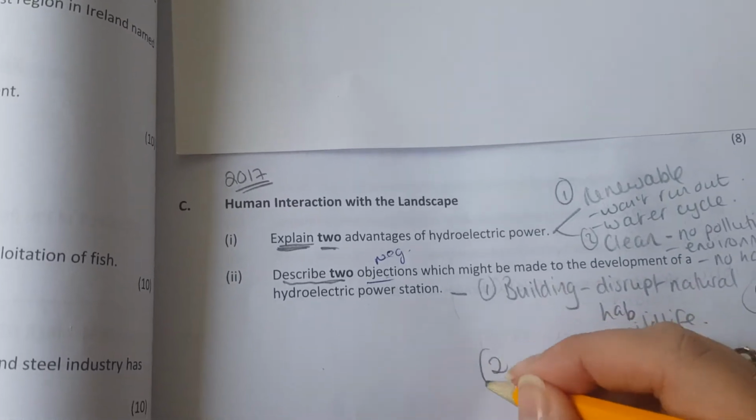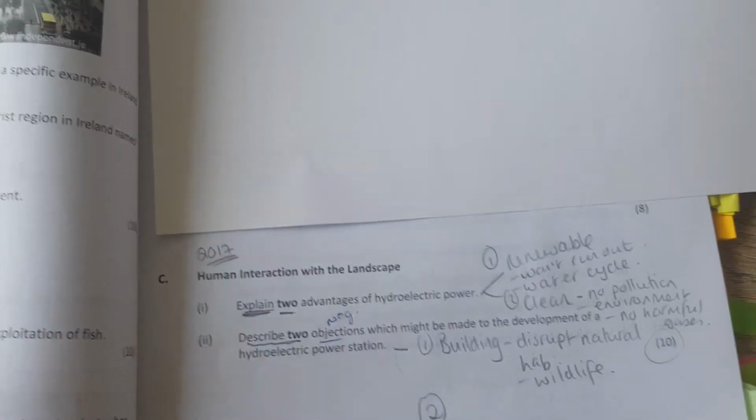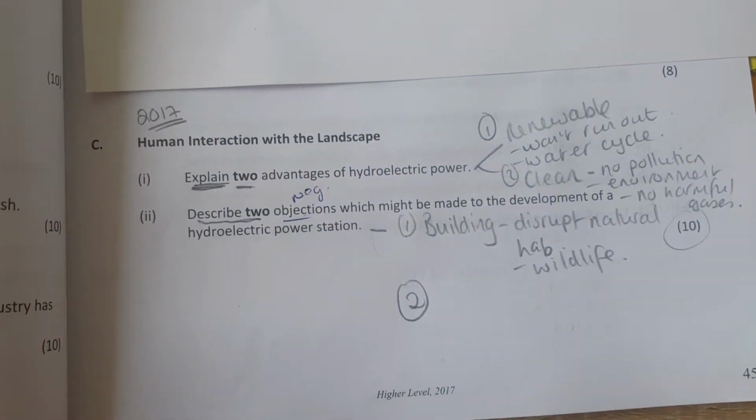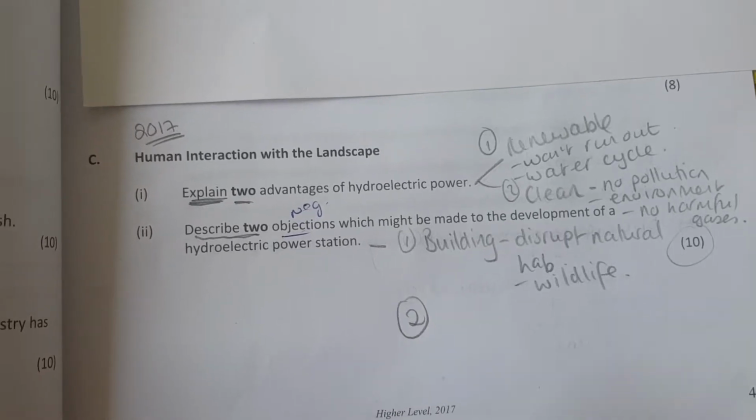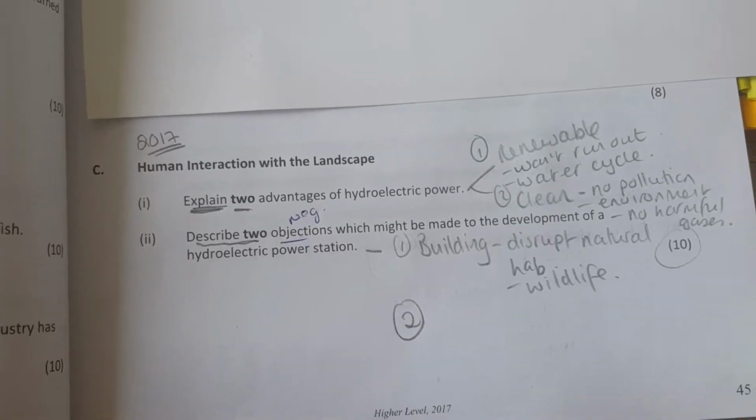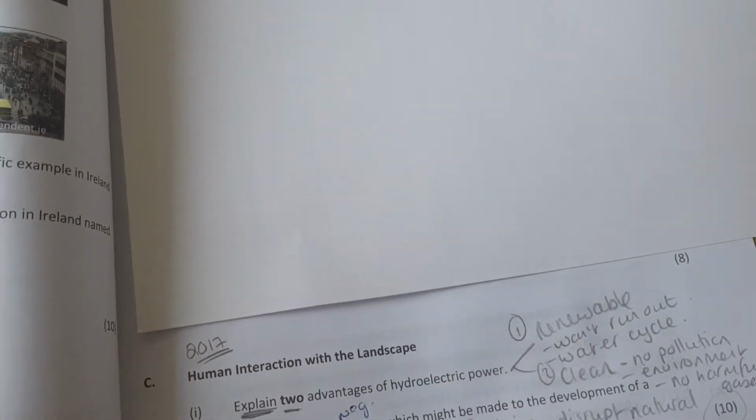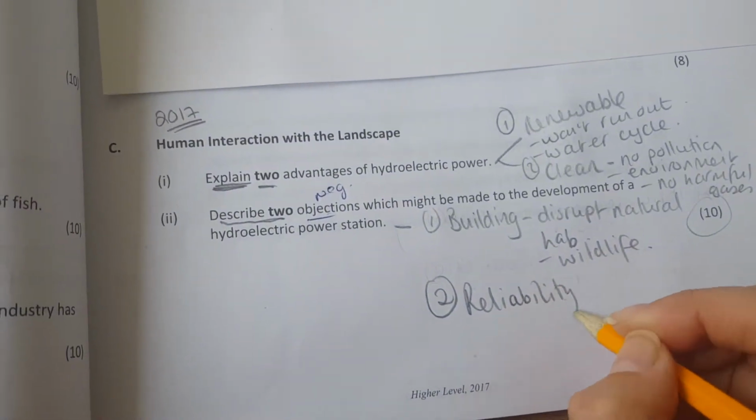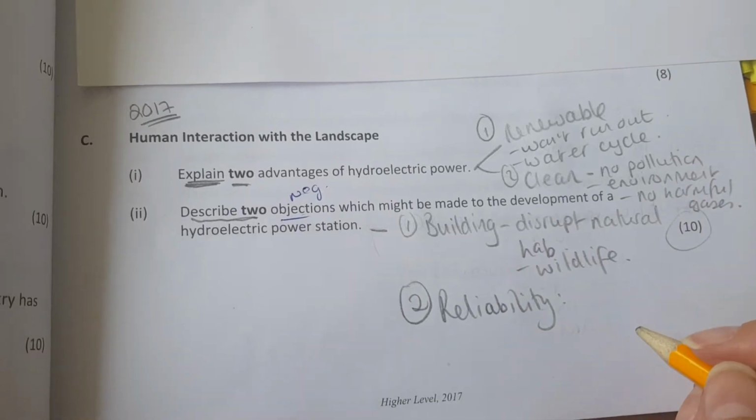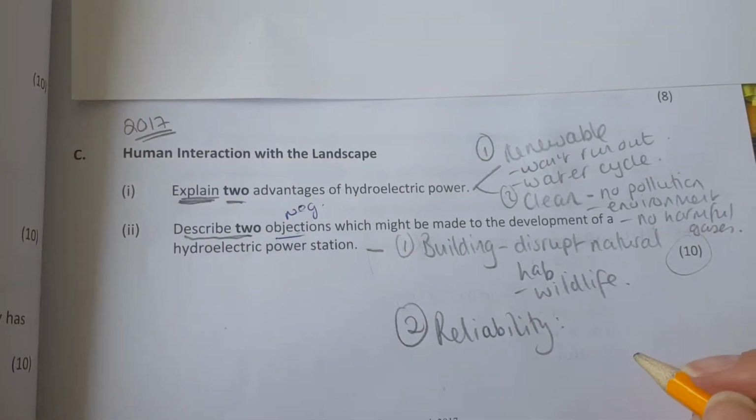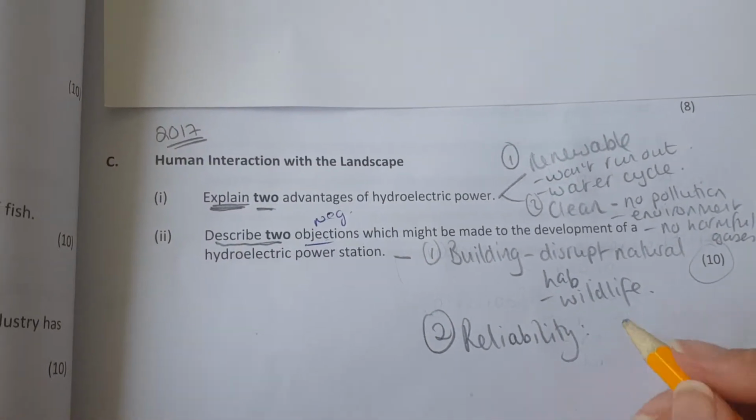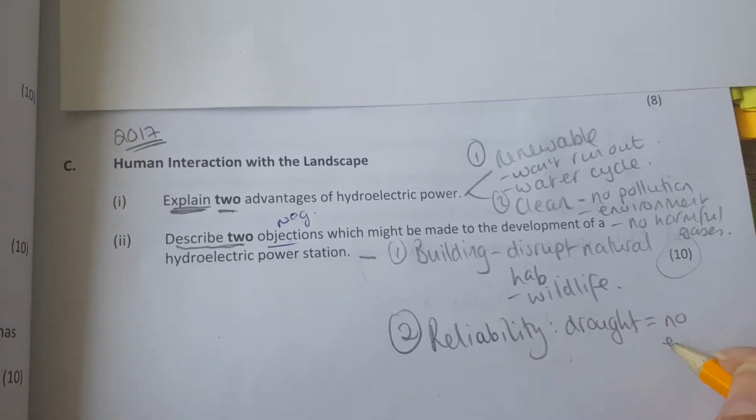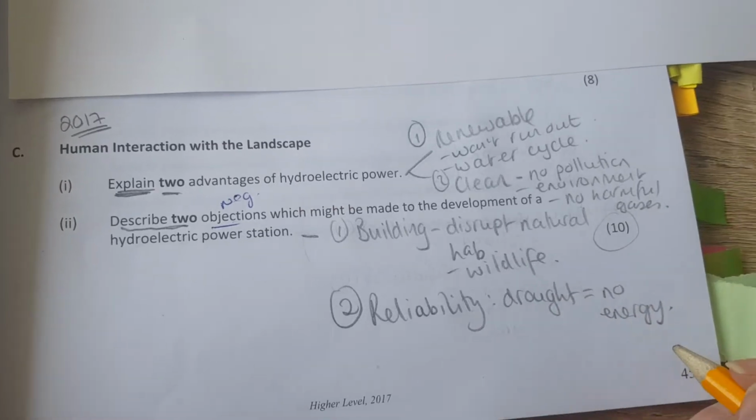And then number two, I suppose you can talk about noise pollution, eyesores. But the best thing I think to talk about is the fact that if people are relying on it, so reliability. If they rely on something, so let's say they rely on this water to generate electricity for their houses, what if a drought came? No energy for their homes, meaning no electricity.